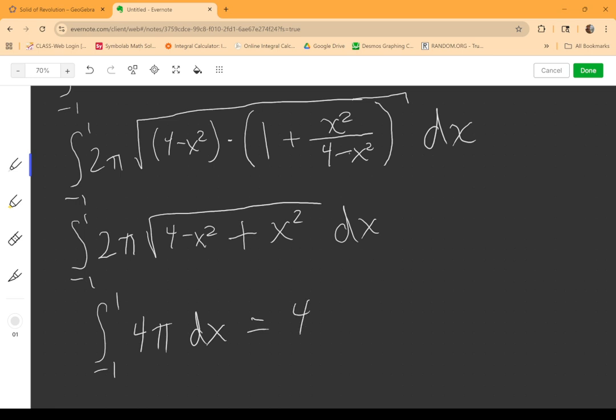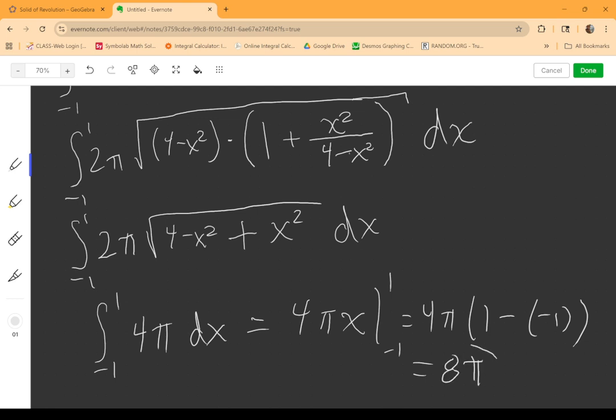And now we get 4 pi, a constant, so I'm integrating 1 essentially, so that is x, evaluated at 1 and -1. So that's 4 pi times (1 minus -1), which is 2. There's already a 4 out there. 8 pi. 8 pi units squared. So that is my answer.